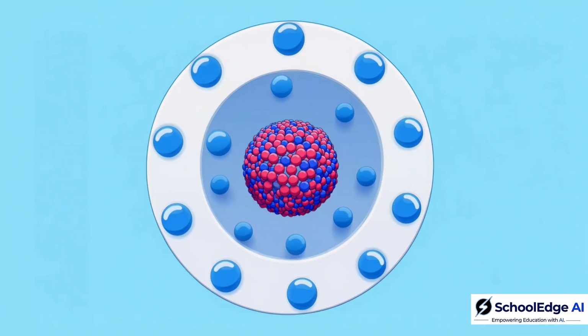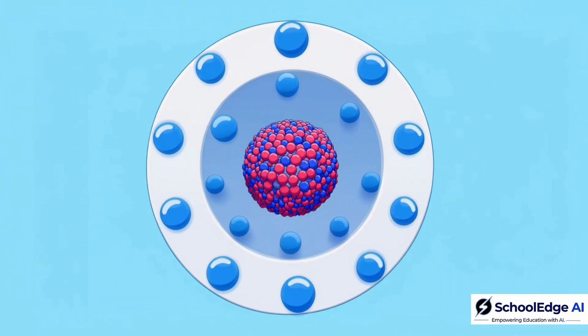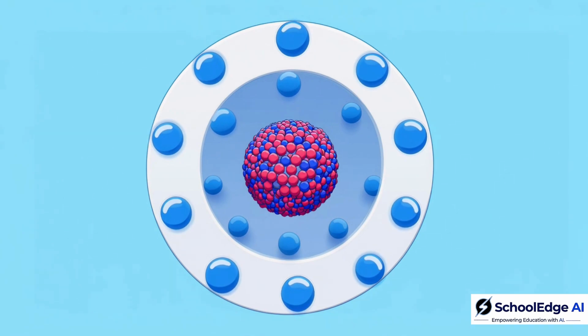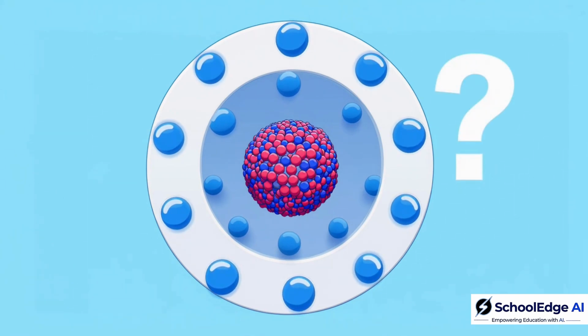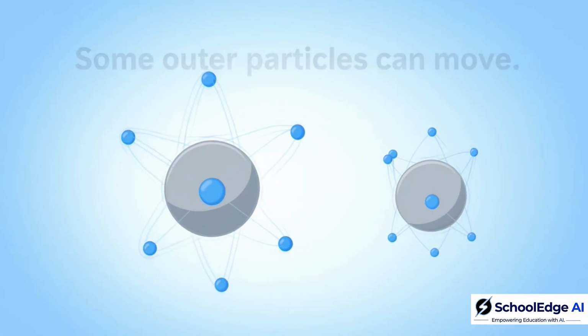This atom has an outer particle. What do you think it can do? Will it stay fixed or move easily? Now look at this atom. Its outer part looks full. Will its particles move easily too? What is your guess? Interesting.